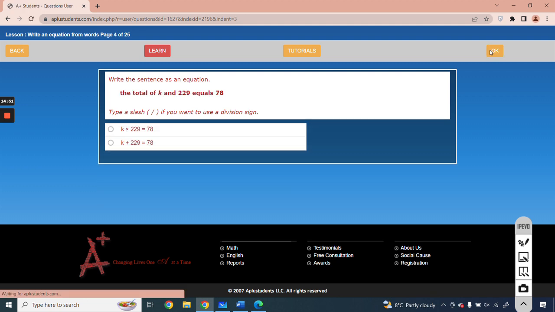Okay, the next one is write the sentence as an equation. The total of K and 229 equals 78. So which is the correct option? Total means you have to add them. It would be K plus 229 equals 78. Option number 2 is the correct option. K plus 229 equals 78.